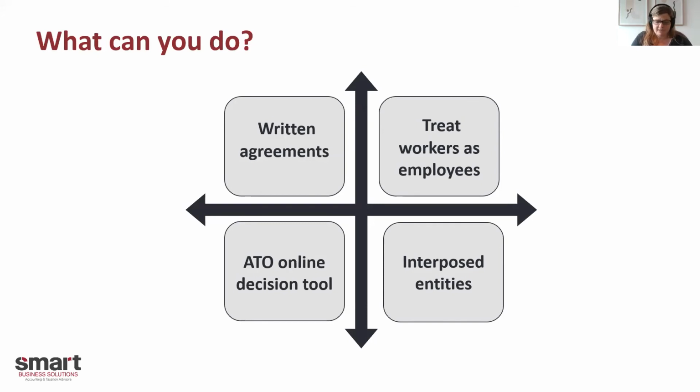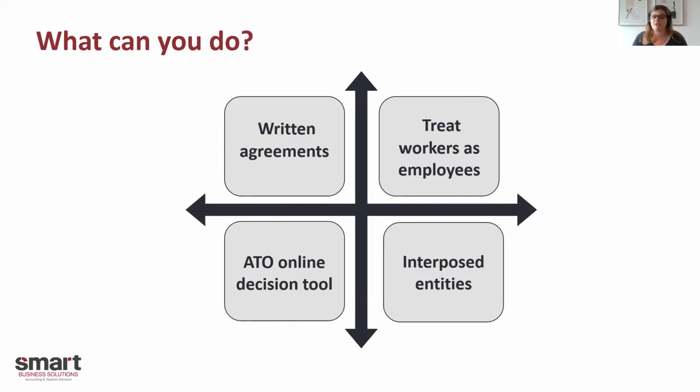What I always recommend clients do is go through that tool yourself, but also email it to the worker and ask them to go through it. I'd be emailing them and saying, look, I want to make sure I'm undertaking my obligations as a business from a superannuation perspective. Can you please complete this ATO online decision tool?